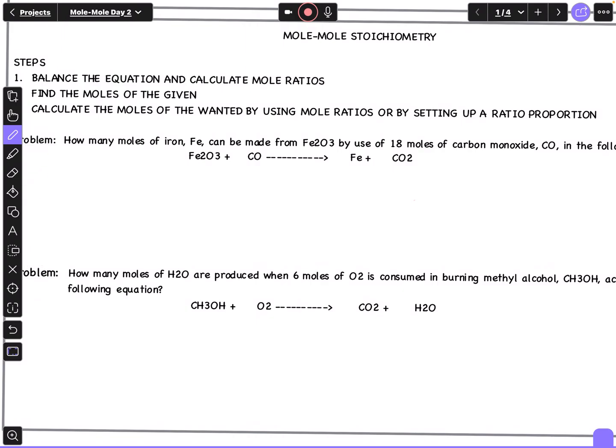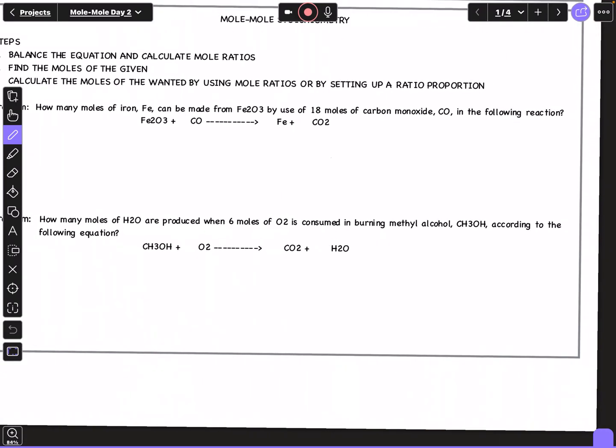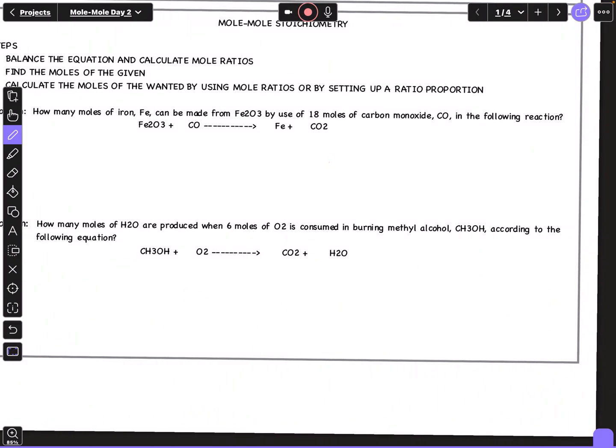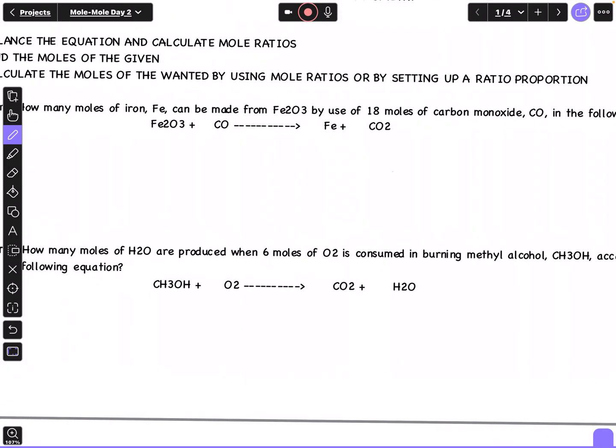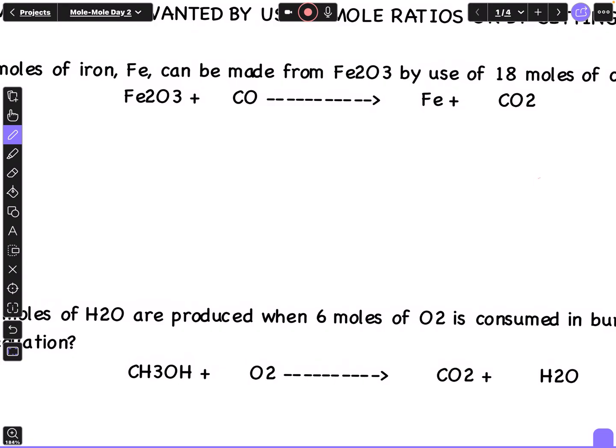So my problem says, how many moles of iron can be made from Fe2O3 by use of 18 moles of carbon monoxide, which is CO, in the following reaction? First of all, I have to see if I have a balanced reaction. And I don't, when I look at the number of atoms. First step is I'm going to balance this reaction.